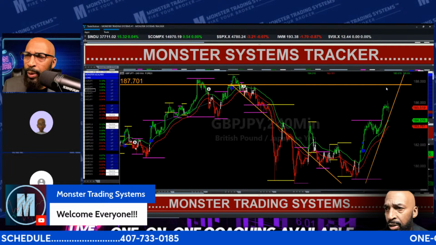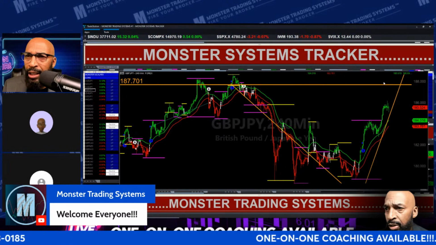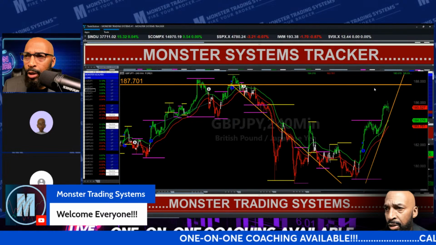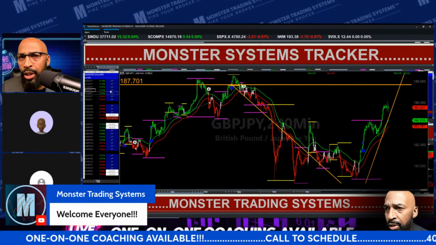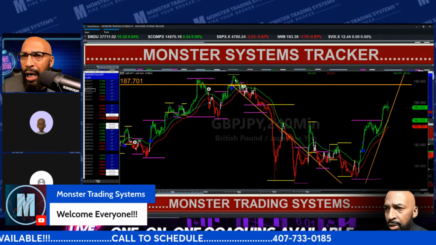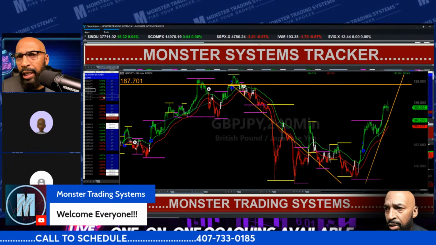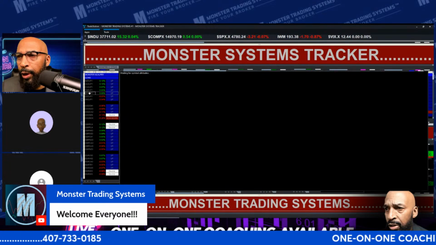But looks like we could get to resistance here. If we get to resistance, if any of you are trading this pair, you get a white candle anywhere in this area, just go ahead and take profits. Take profits because sellers are sitting up here. And pound yen will move fast. So good trade going though.